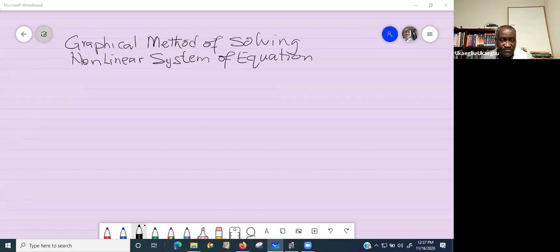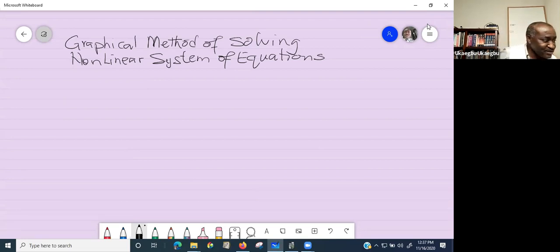Okay, graphical method of solving nonlinear system of equations. Okay, so let's start, ladies and gentlemen. The question usually comes like this: solve the following equation using graphical method. By the way, why do we have to do this? And that takes us to the objective.